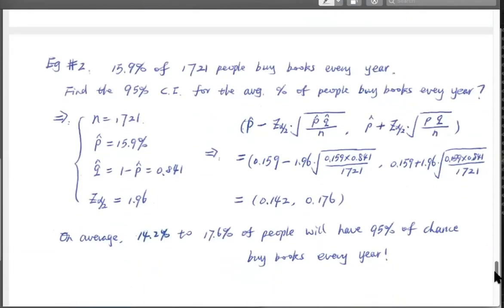All right. One more example here. Example number 2 is about people buying books. So they're trying to study that. So they are given 15.9% of 1,721 people, they buy books every year, right?